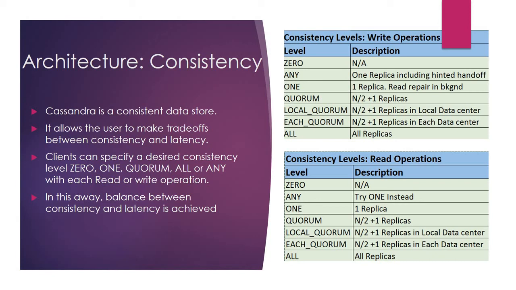Okay, that's pretty much about consistency in the architecture of Cassandra. In this way, a balance between consistency and latency is achieved, and that's the main reason why Cassandra is said to be highly available and consistent.